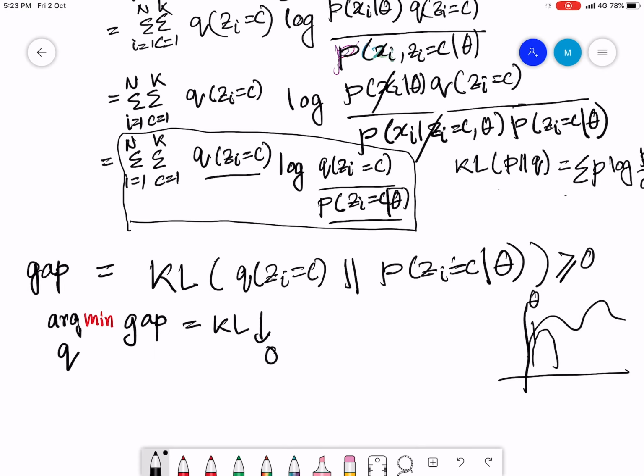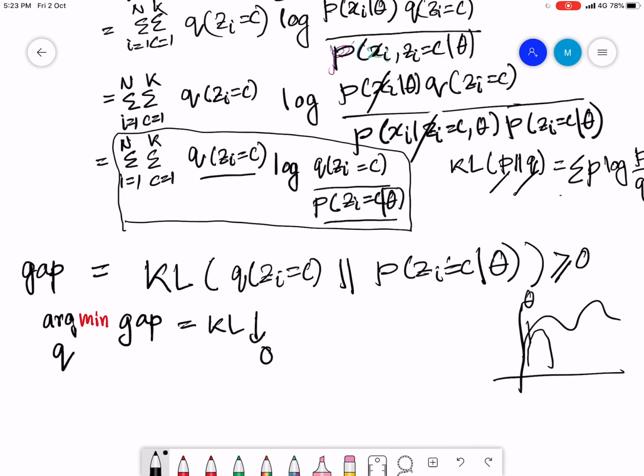When P and Q are exactly, identically the same, then the KL divergence is 0. Which basically means at theta, the log likelihood distribution and the variational distribution Q are one and the same. They match, they touch. That means it is an exact lower bound. The values are equal at theta, not at other points. At other points it is less, right? So that's what you get.